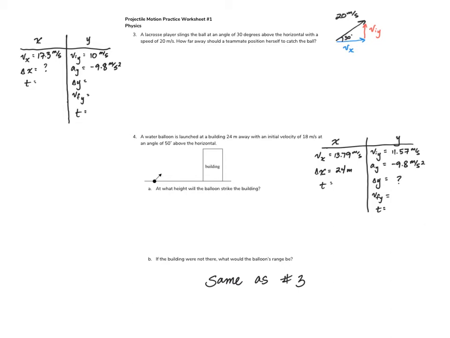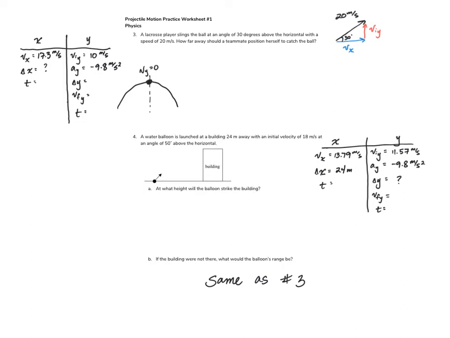So again, in this problem, we're trying to find delta x. So we need to find time. We need to find time first. Now, remember, with these angle launch projectile problems, we know a really important piece of information at the peak. Vy is equal to 0, okay? And at the peak, that's the halfway point. So if we can find the time it takes to get from launch to peak, we can just multiply it by 2 to figure out the total time that it's in the air, okay?